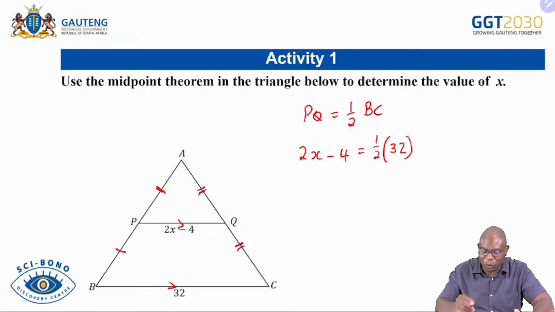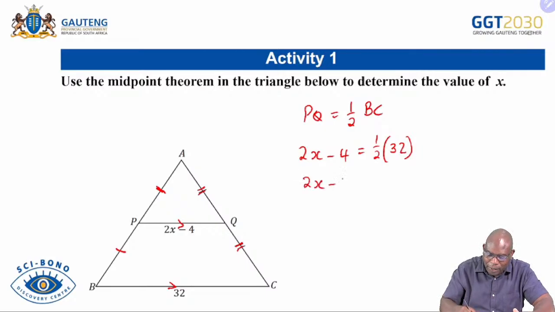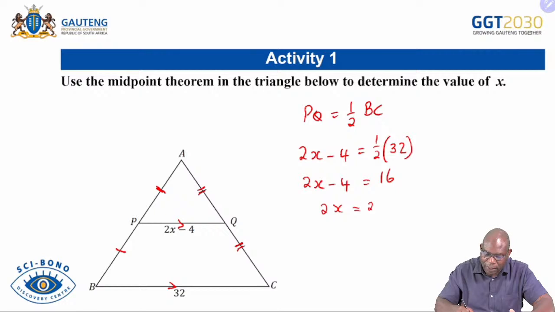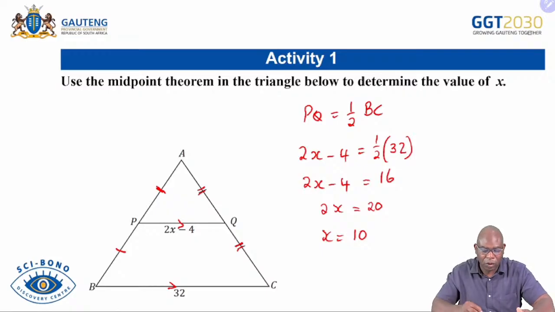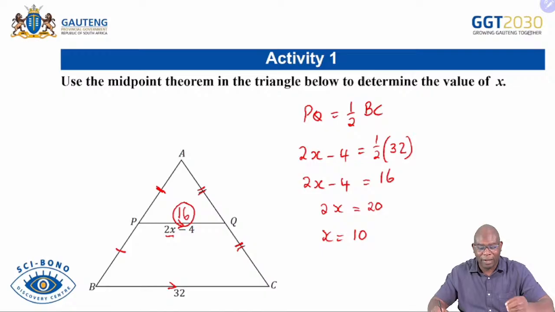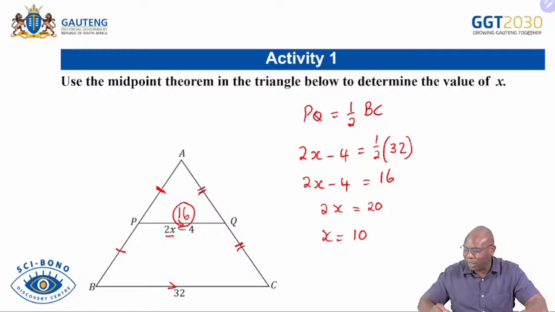I'm requested to determine the value of x. Now, let's see what we're going to do. We're going to say 2x minus 4 equals half of 32, which is 16. Then we transpose the 4, so we have 20, and my x value is going to be 10. If I put x to be 10, then I'll have 2 times 10, which is 20, and 20 minus 4 is 16, and this value is half of BC. So we can see that the theorem is true by using our calculations.